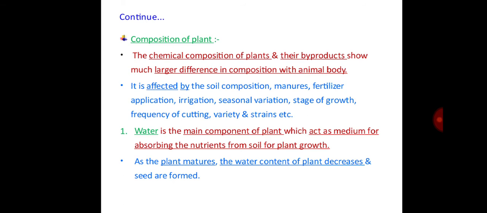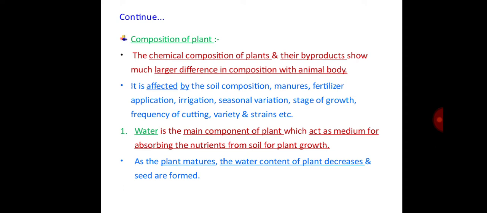The chemical composition of plants and their byproduct show much larger differences in composition than animal body because it is affected by the soil composition, then manures, fertilizers, application, then irrigation, seasonal variation, stage of growth, frequency of cutting, variety and strain, etc. First one is water.